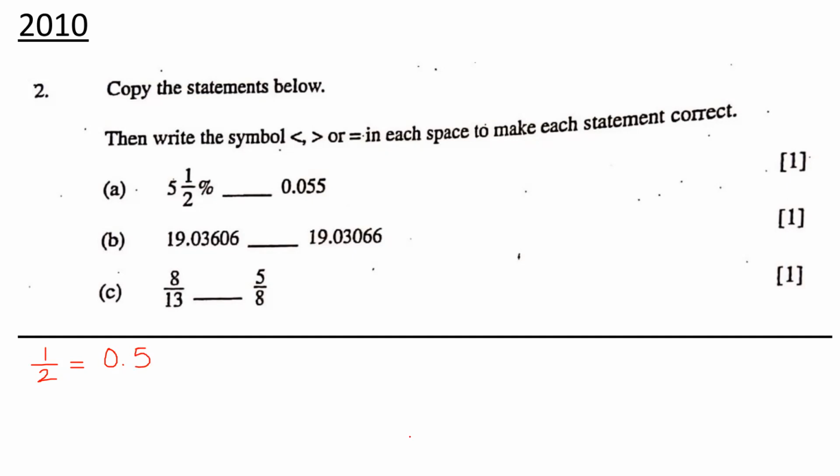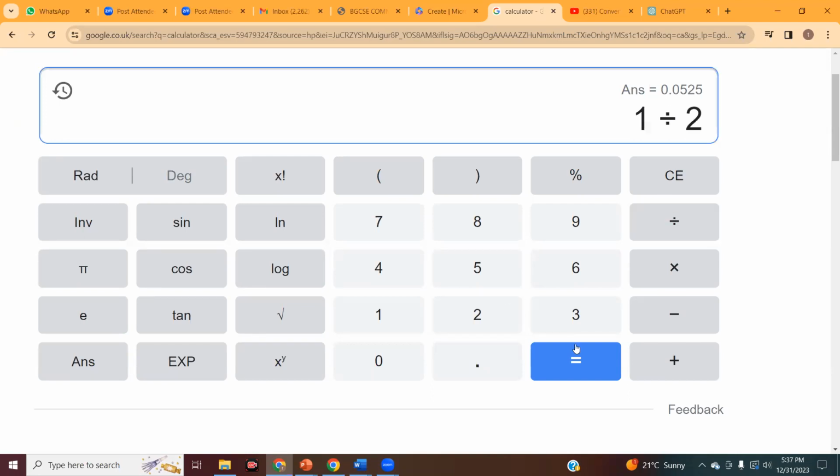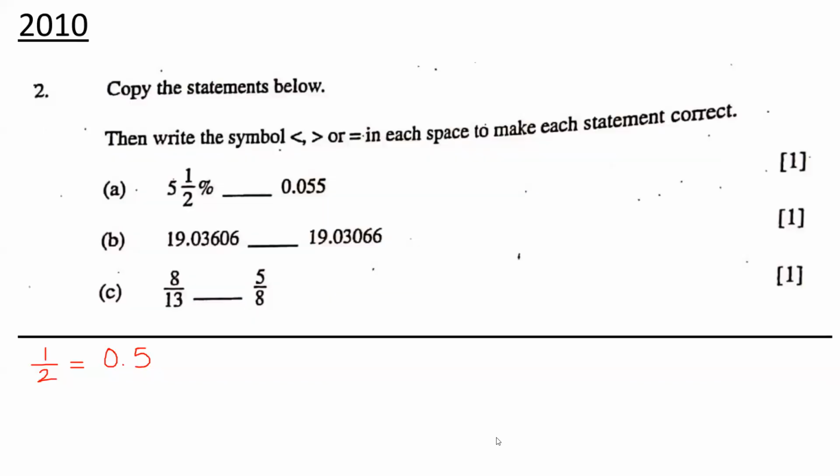So a half is 1 divided by 2. Let me show the calculator. Okay, that's what a half is, 1 divided by 2, and that's equal to 0.5. So a half written as a decimal is 0.5. Okay, so that's why we put 0.5 there. So we have a half, which is equal to 0.5.